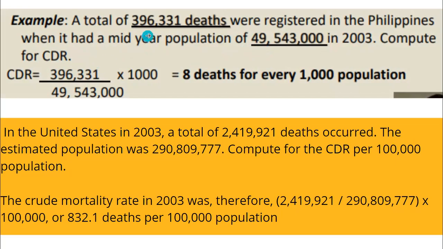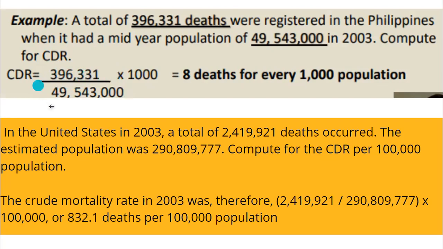We compare the total number of deaths occurring in that particular period of time. So the time is 2003. Compare it with the total number of population in that particular period of time. Okay? So the total number of deaths occurring, total number of deaths. You do not specify the cause of death. You do not break this down into what particular disease has caused the death. So we have 396,331, the total number of deaths.